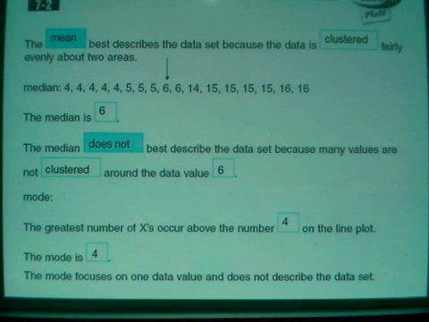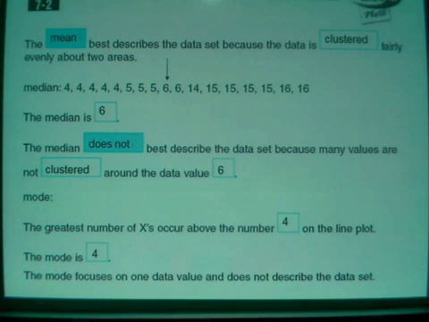In this case, the mean best describes the data set because the data is clustered fairly evenly about the two areas. As you can see, that 9 is kind of in that set there of numbers. There's about the same number beneath it as there are above it, so the mean is a good representation.